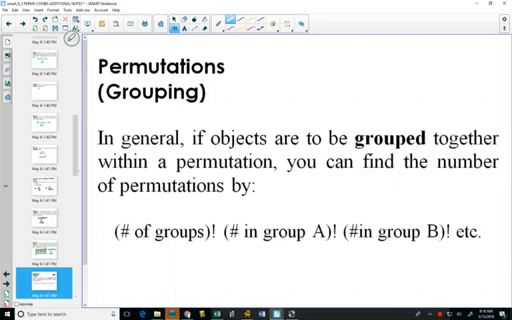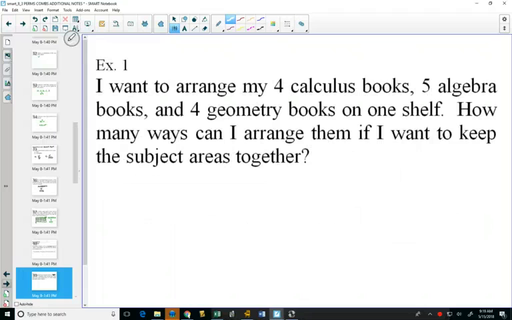So sometimes we want things to be grouped together. And the first example that we have says, I want to arrange my math books. I've got 4 calculus books, 5 algebra books, and 4 geometry books. They're all different. I want to put them on my shelf, but I want to have the calculus books together, I want my algebra books together, and I want my geometry books together. How many ways can I arrange them all?